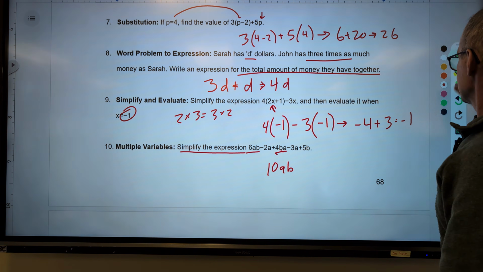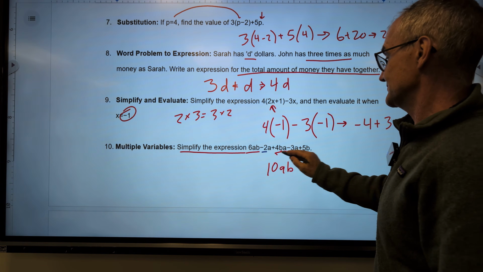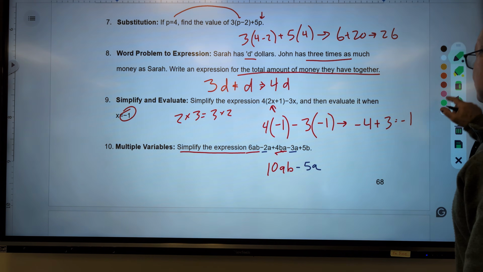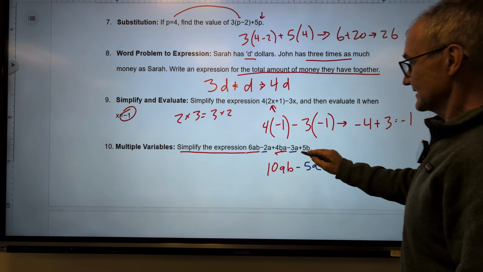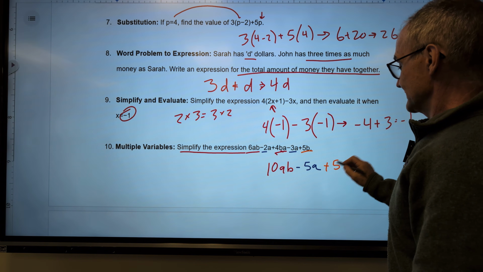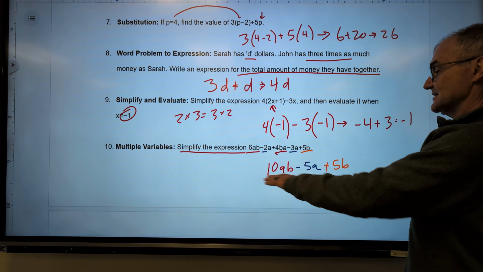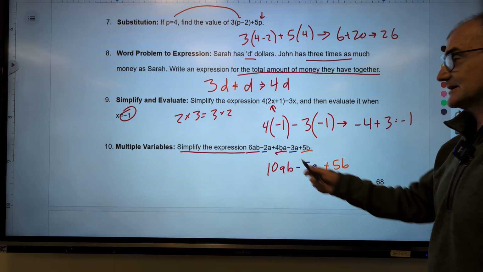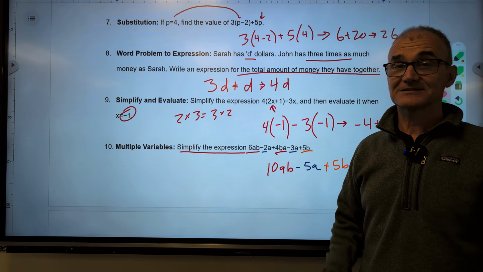Negative 2A minus 3A is negative 5A. And lastly, I have that B. That B right there is 5B. I cannot combine terms that are not the same. These terms are the same if I change the order, and I can do that because multiplication is commutative.